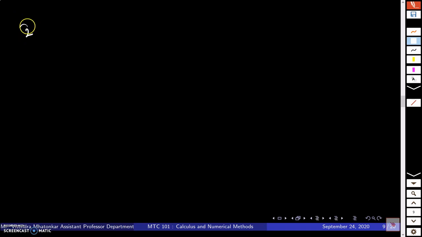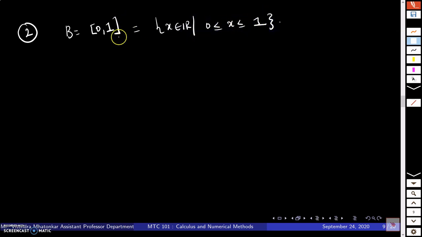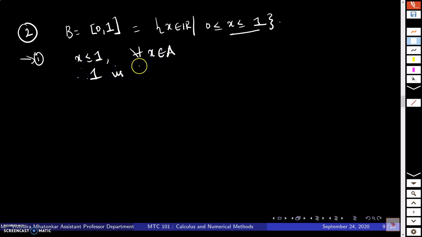Okay, so let's look at one more example. Let me take B equal to the closed interval [0, 1]. Okay, so all the numbers which are lying between 0 and 1, and they can be 0 and 1. Clearly 1 is an upper bound, right? So by definition itself, x is less than or equal to 1, then only the element x will come in B. So by definition itself, x is less than or equal to 1 for all x in B, right? That means 1 is an upper bound of B. Sorry, I said A, it's actually B because my set is B. So 1 is an upper bound of B.